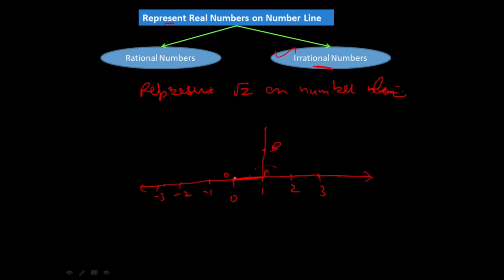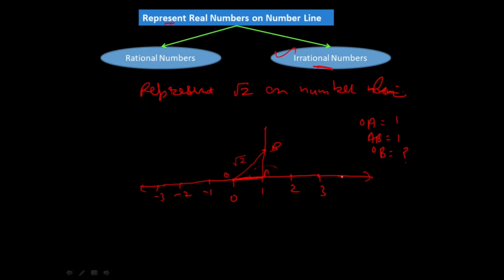Now join OB. This is 1 unit. This is also 1 unit. So what will be the length OB? That will be under root 2. Why so? Using Pythagoras theorem, we have OA as 1, AB as 1, OB I want to find.